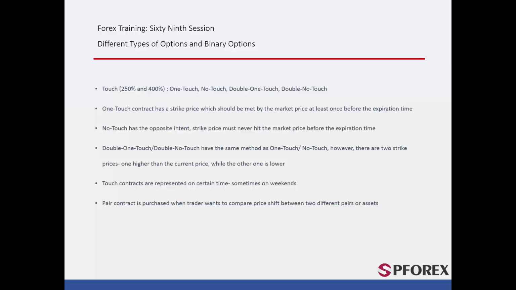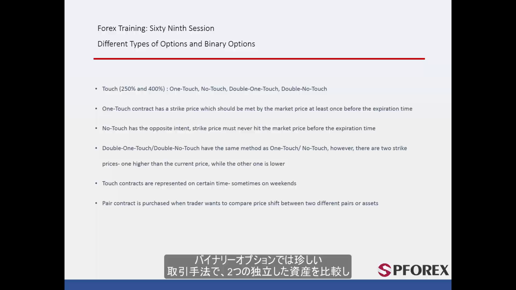Pair option. A rare method of trading binary option in which a trader must compare two independent assets and specify which one would have a higher price change on an equal contract time. Payout of a pair option model is from 50% to 90%.